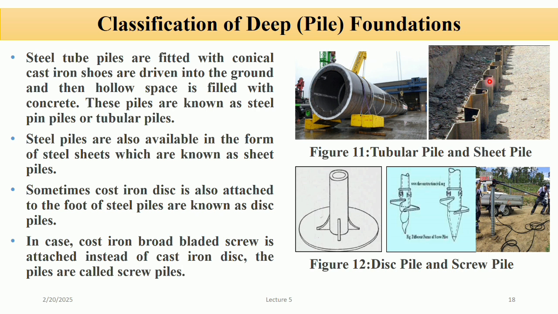Those steel piles are also available in the form of steel sheets, which are known as sheet piles. Sometimes we provide a disc at the end of the steel pipe, which is known as disc piles, and instead of a disc, we provide iron bladed screws, which is known as screw piles.